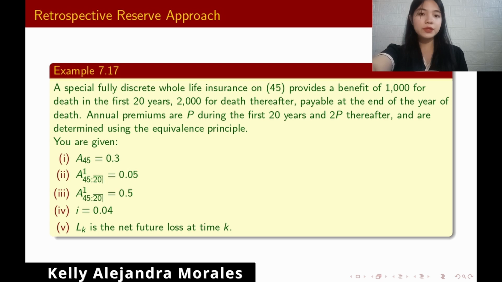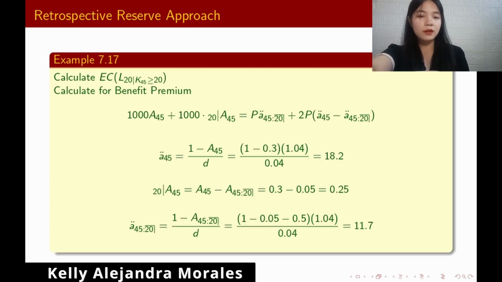For example 7.17, given the following, we need to calculate the expected value of the net future loss at time t. First, we need to calculate the benefit premium using this formula: 1000 A45 plus 1020 deferred A45 equals P a double dot 45 angle 20 plus 2P multiplied by the quantity of a double dot 45 minus a double dot 45 angle 20.